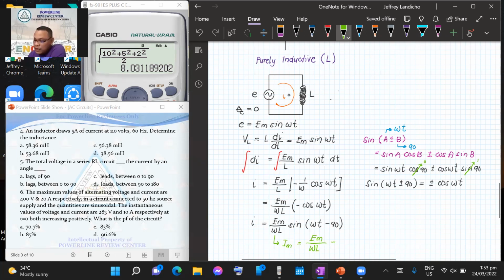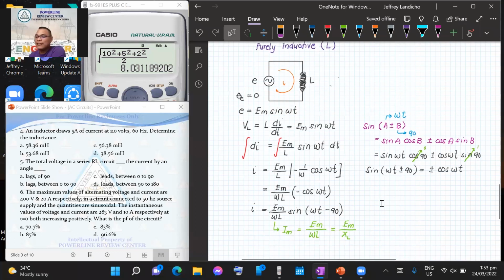So, what is it better known as? Reactance, X sub L. So our X sub L is omega L. Now, what we need to look at here: at purely inductive, the angle of our voltage is at 0. So where is the angle of our current?